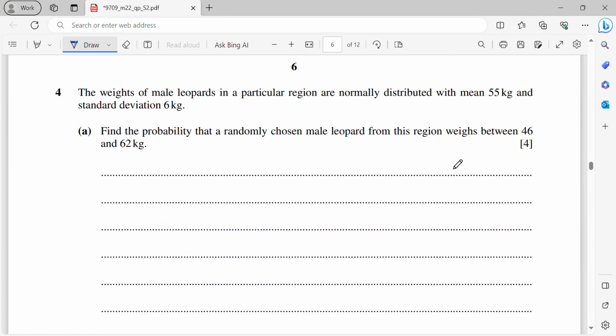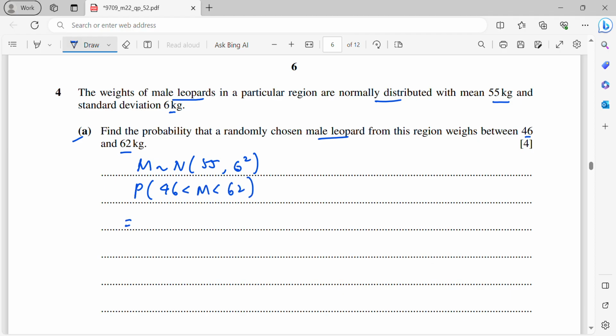Now, question number 4. The weights of male leopards in a particular region are normally distributed with mean 55 kg and standard deviation 6 kg. A. Find the probability that a randomly chosen male leopard from this region weighs between 46 and 62 kilograms. So now for the male, I will write M is normally distributed with mean 55, standard deviation 6, so variance is 6 squared. So now you need to count the probability that the male weighs between 46 and 62 kilograms.